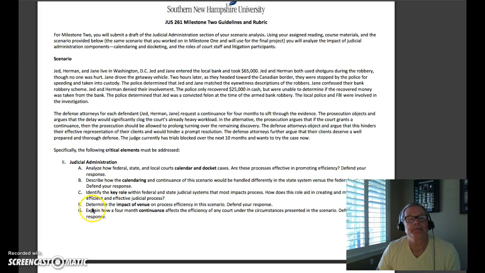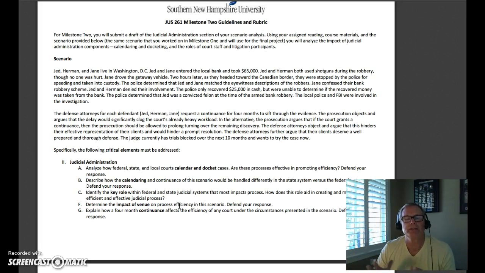Next, we have F: determine the impact of venue on process efficiency in this scenario, and defend your response. So the thing I tried to bring out in some of your last milestone assignments was that this particular situation involves multiple jurisdictions. We have the jurisdiction in Washington, D.C., where the bank robbery occurred. We have the jurisdiction in another state where the bank robbers were caught and evidence was seized. So not only do we have to figure out how to get our bank robbers back to Washington, and we usually have an extradition process because we're going from one state back to Washington, D.C., so we're traveling from one jurisdiction to another. We also have the issue of getting evidence back to Washington, D.C.